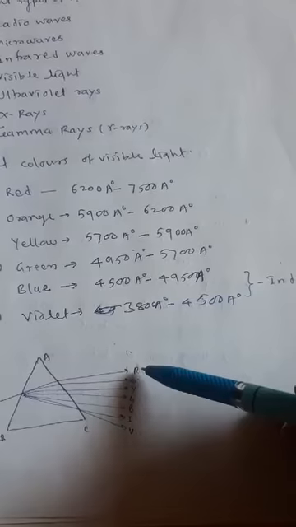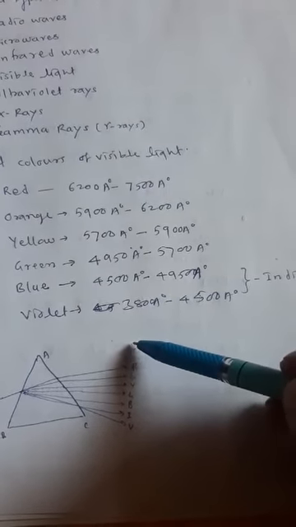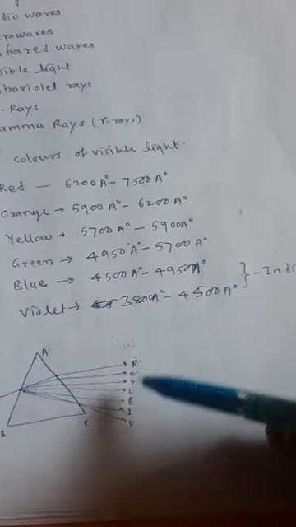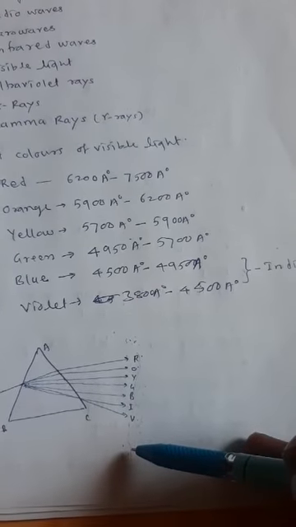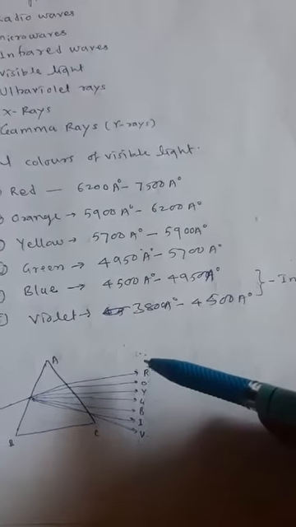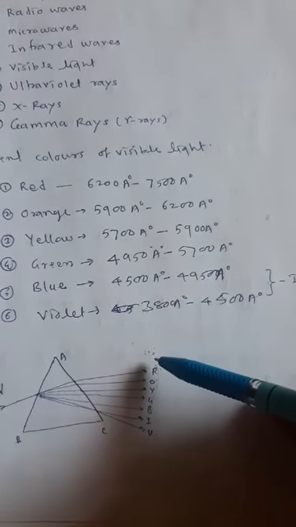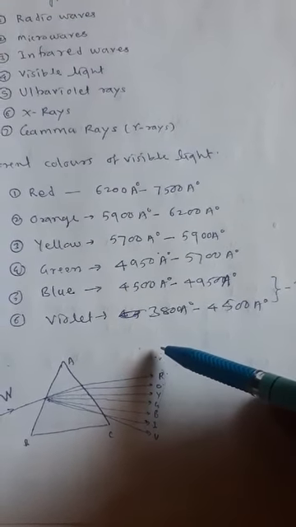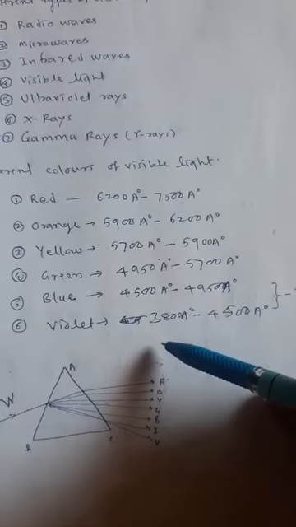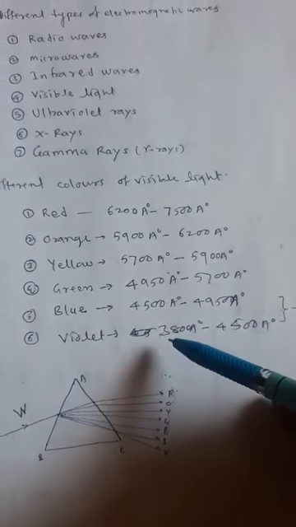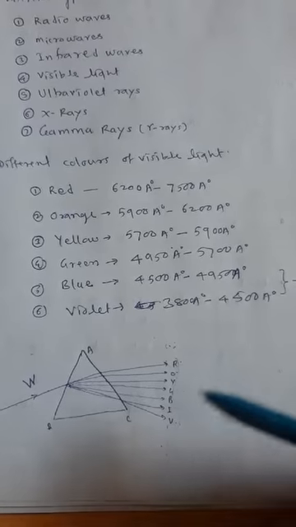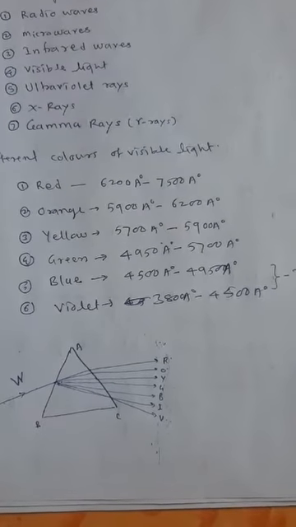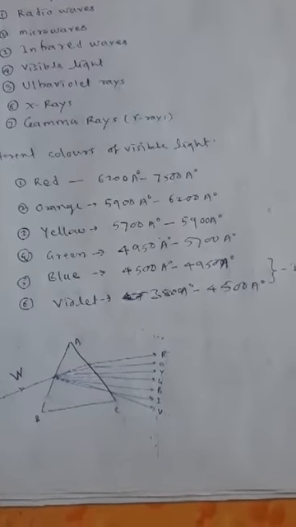Beyond the red color, infrared is present, and beyond the violet color, ultraviolet light is present. Beyond the infrared waves, microwave and radio wave are there, and beyond the ultraviolet, X-rays and gamma rays are there.